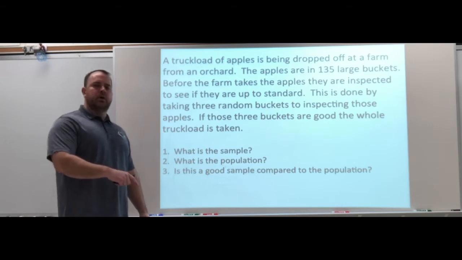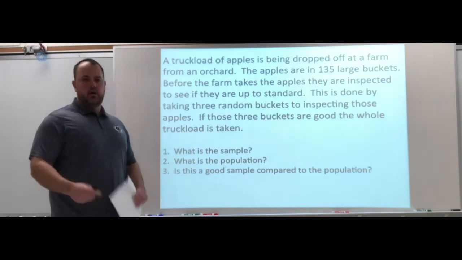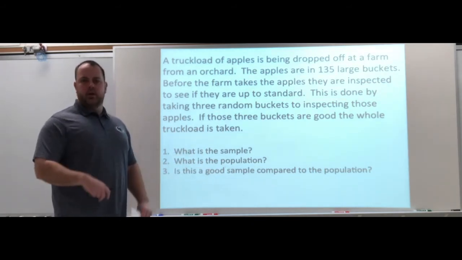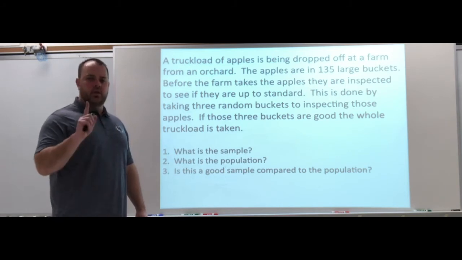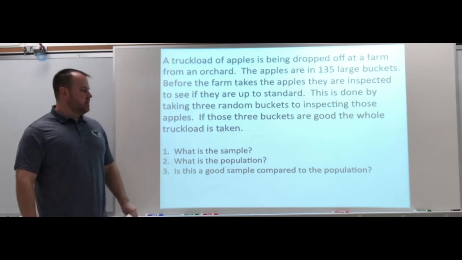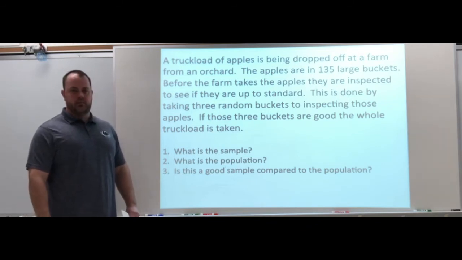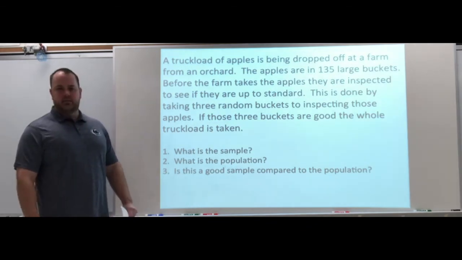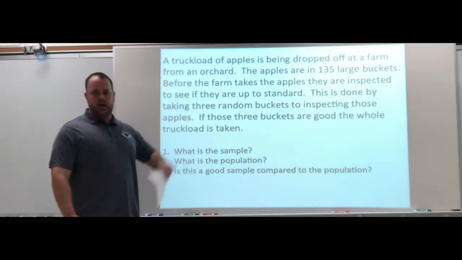Because they check those 3 buckets, they accept the whole truckload. They don't accept, you can just keep bringing all the apples from the orchard. They're looking at just that truckload. And the last part: is this a good sample compared to the population? I would say yes, and it's because of those random buckets.